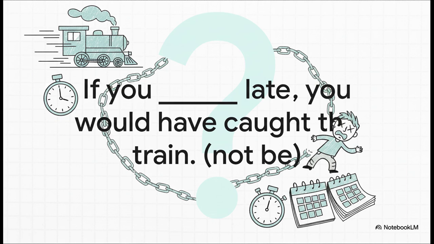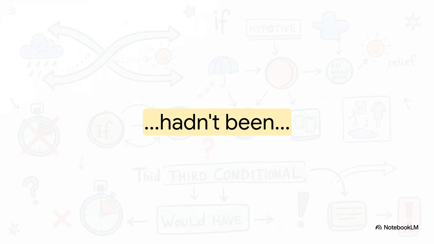One more. This time we're flipping it a bit. We need to fill in the if clause, the condition. We know the result is catching the train. So what was the condition that didn't happen? Go ahead and use the verb not be. Perfect. If you hadn't been late.